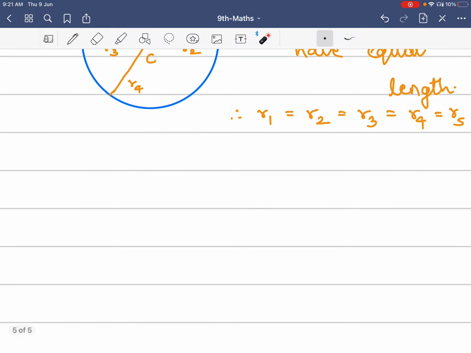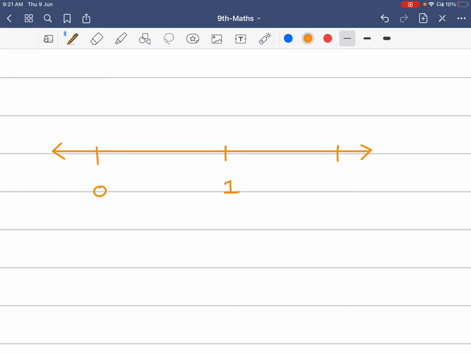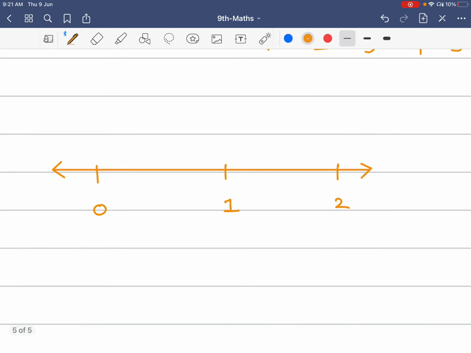How? Let's see. So let's first construct a simple number line. Let's say we have here 0, we have here 1, and we have here 2. So this is my number line. Now I'm going to do some additional constructions in order to locate root 2. So first of all, this is of length 1. So I'm going to draw another line of length 1 perpendicular at this point.